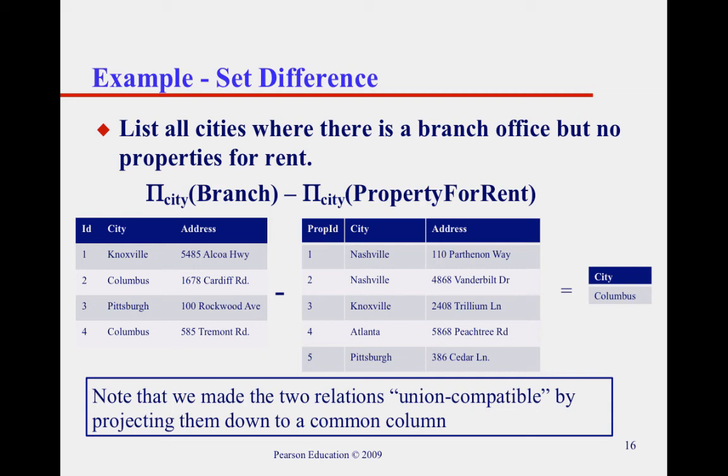So this is an example of set difference and using the projection to make them union compatible. It would not make sense to say branch minus property for rent because they don't have a common set of attributes. It's only after the projection that you can perform it.